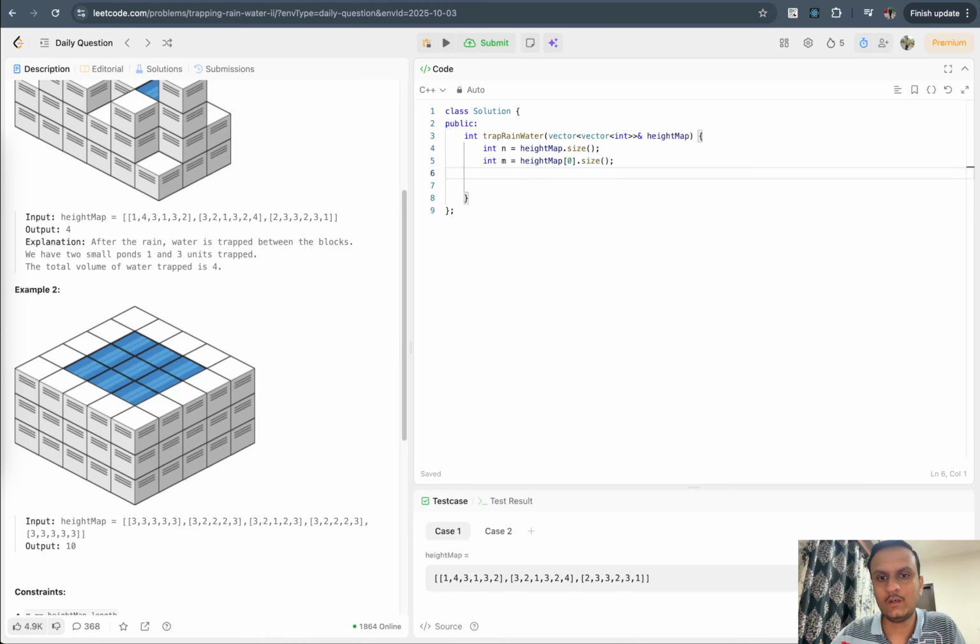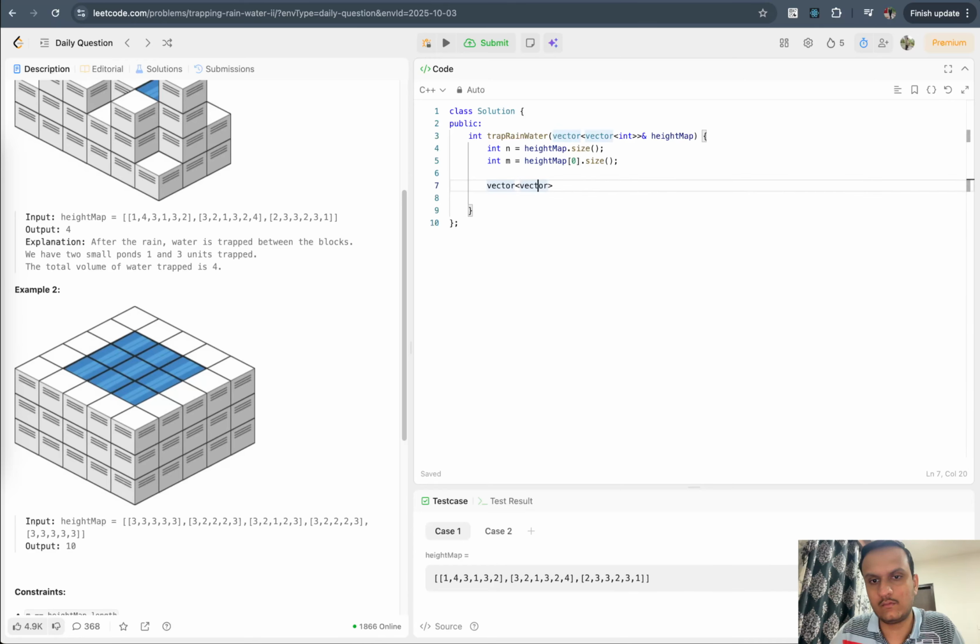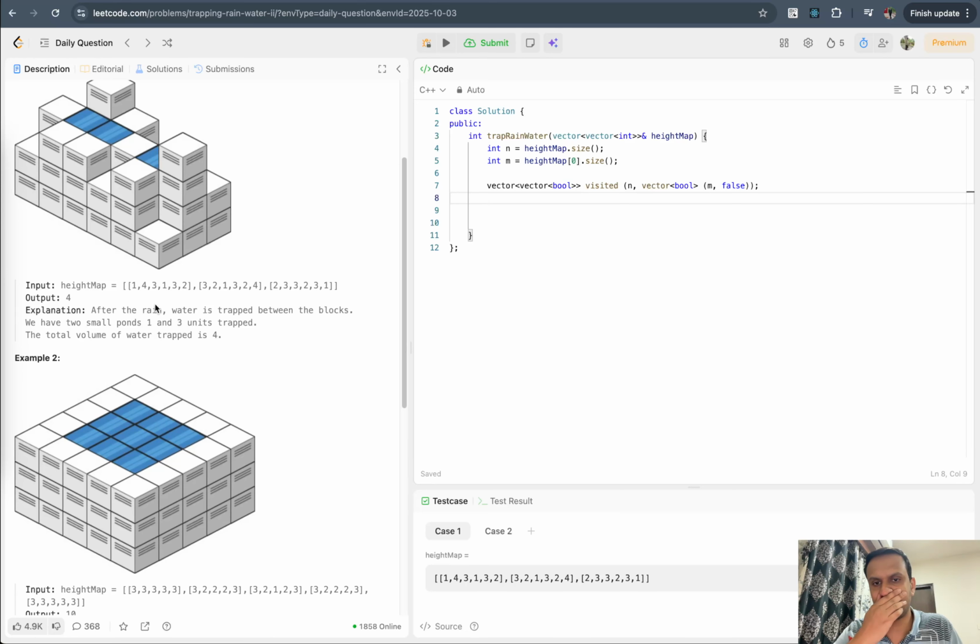Okay, now we will keep a visited array. Let's make it a vector of vector. This will be a boolean vector named visited. It will be n size in rows and m size in columns, with default false. Okay, now I have a vector which is visited and default is false. And what to do now? I need a priority queue.